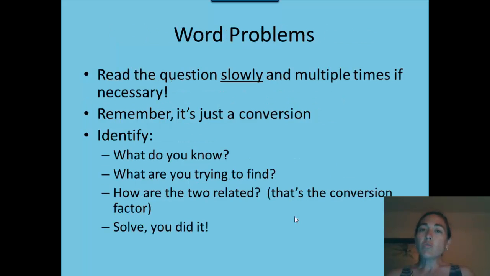There's also some word problems that are going to be solved with conversions. Just take it slowly, just like you would any other word problem. Read it multiple times if you have to, but remember that it's just a conversion, so you have to find that given number. What do you know? Figure out what the problem's asking you to solve for, and when you figure out how those two units are related, well, that's the conversion factor. Fill in the factor and then solve. That's it.